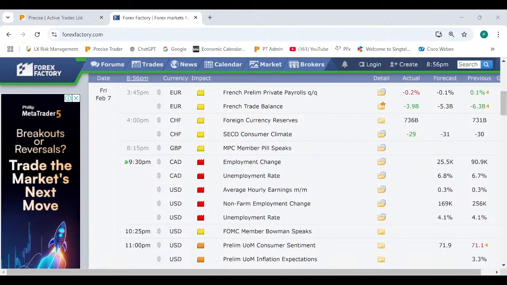Then after that, at 2300 hours, we are getting the prelim UoM consumer sentiment. So if the data comes out as expected, then the market may not move. The market may start responding after we get the prelim UoM consumer sentiment data at 2300 hours. But if the data is surprising, that means worse than expected, then dollar weakness should continue, and gold should strengthen. The euro dollar should go up, pound should go up, dollar yen should come down. So mainly we should be seeing dollar weakness.